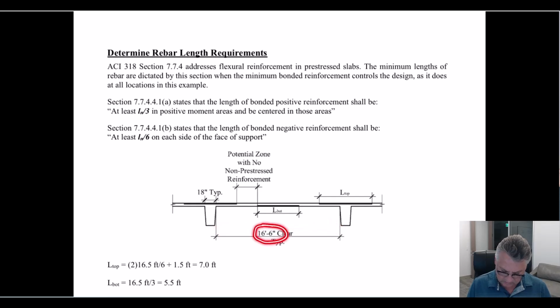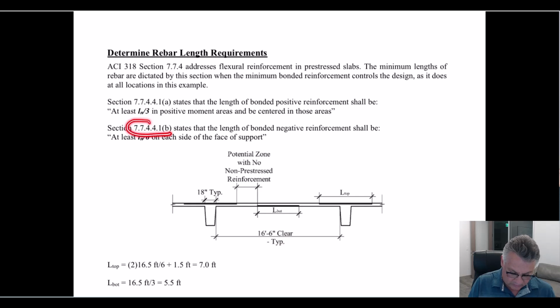So ln is 16 feet 6 inches here. So I must have at least 16.5 feet divided by 3 of positive moment, and it says centered in those areas. So you can't put in less reinforcement than this. If for strength you needed more than that, then you'd have to put it in. Most of the time we're really just talking about the minimum steel, so the minimum length requirements are all that have to be there.